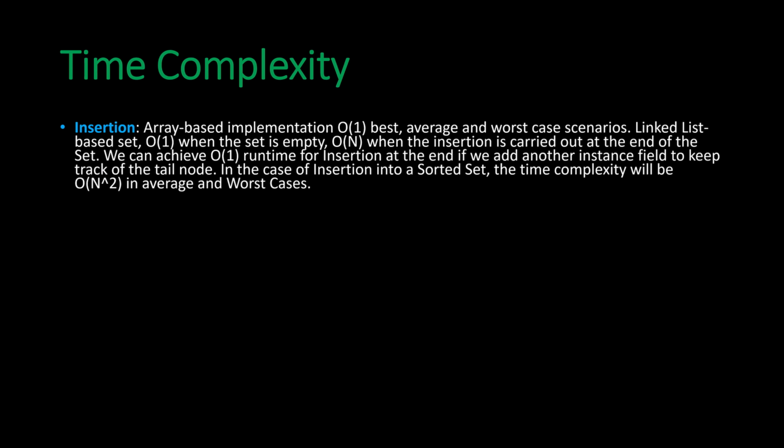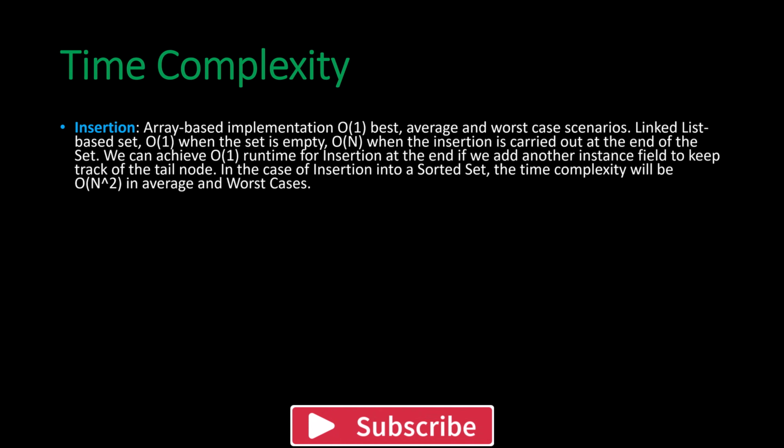In the case of insertion into a sorted set, the runtime complexity will be O(n) square, because you always have to navigate in the array, locate a location, and then have to shift the elements towards right to make a hole within the array and then insert the new element there. So O(n) is the complexity for searching for the correct location, and O(n) again we have to shift the elements, so it will become O(n) square. Runtime for the average and the worst case of insertion within the array, sorted array.